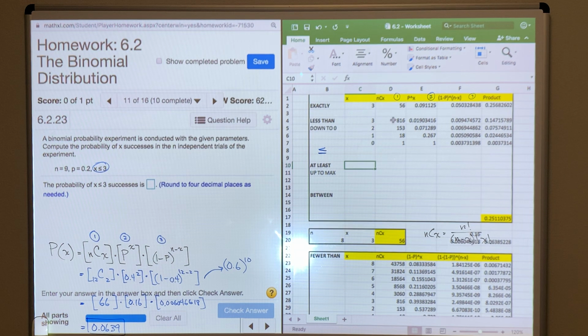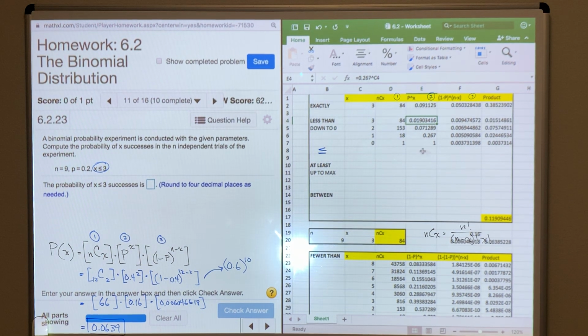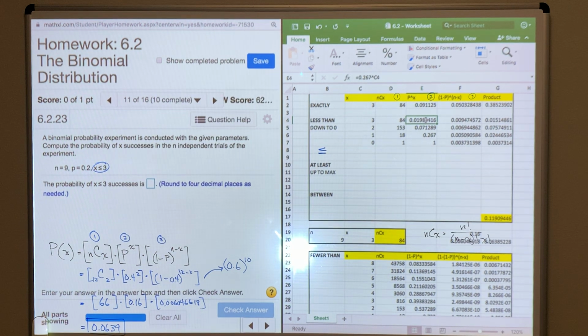So for 3, what is nCx? Well, n is 9 for my problem, x is 3 for my problem, so my nCx is 84. And there's a couple ways you could do this. You could do all the nCx's and write it down. You could do all individual pieces. It's up to you, doesn't matter. But I'm going to do each individual one, I'll show you why.